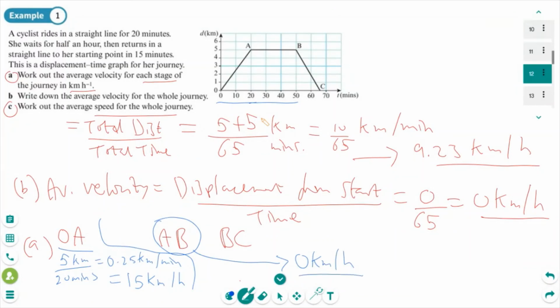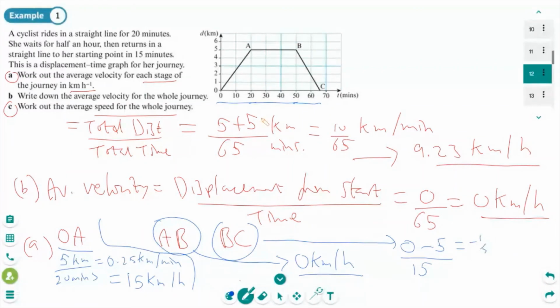B to C. So this time the person has gone from 5 kilometers back to the starting point. So the calculation you could do from B to C then. Back to the starting point from position 5 kilometers, divide by the time taken. So 50 to 65 is 15 minutes. So that will give you minus 1/3 kilometers per minute.